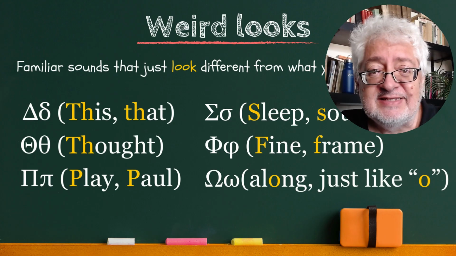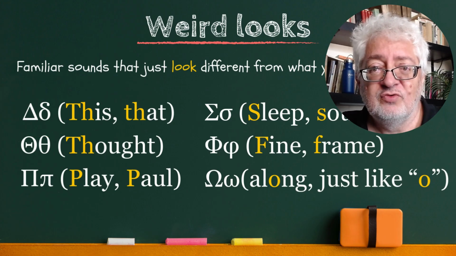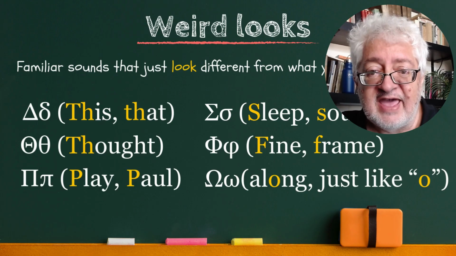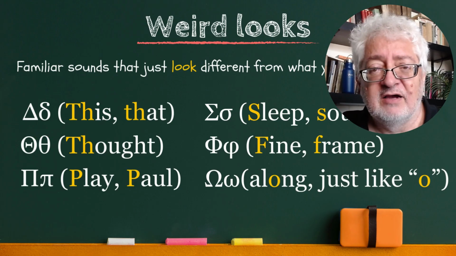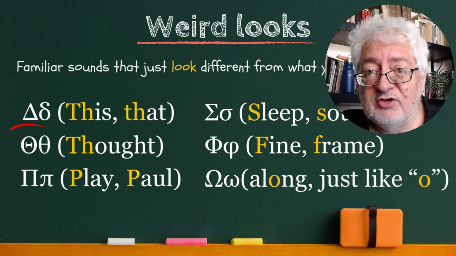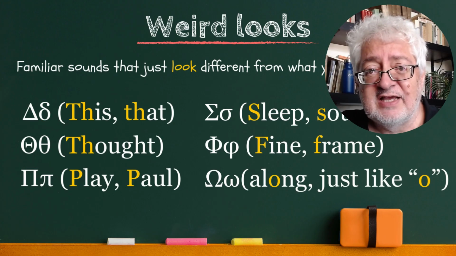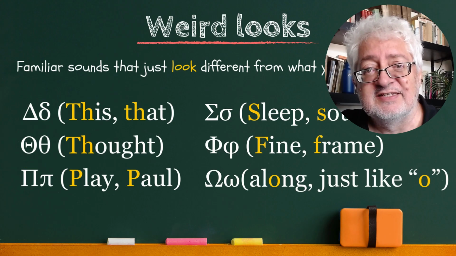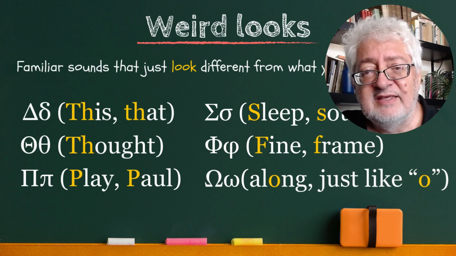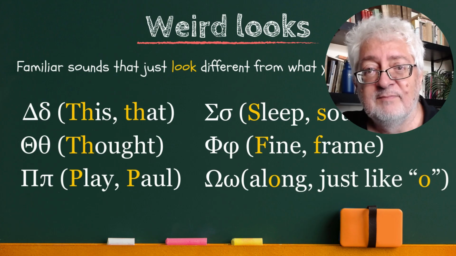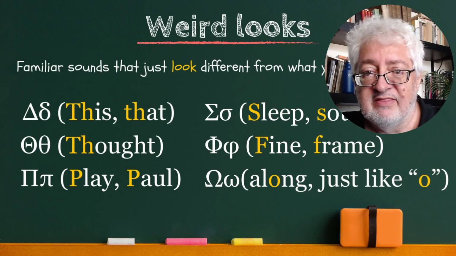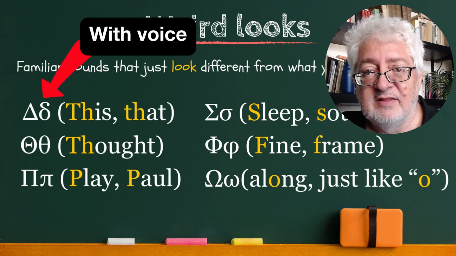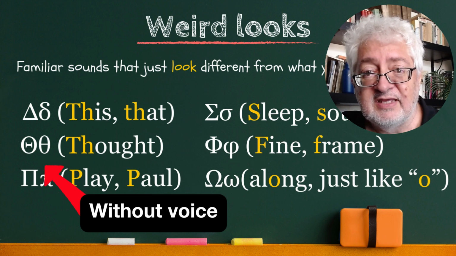So the first one is the delta. The delta is one letter that does what in English you do with TH, this and that. This and that is exactly the sound that the delta is making. The next one is the theta, and you have to distinguish it. In English you don't, right? You have TH again, but it's a different sound because the delta is voiced, as in the, and the theta is unvoiced. It's thought. When you say thought, thinking, these are not voiced. So the delta is this and that, and the theta is thought and thinking.